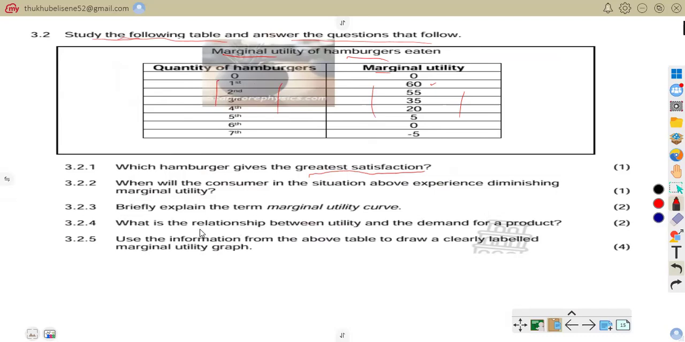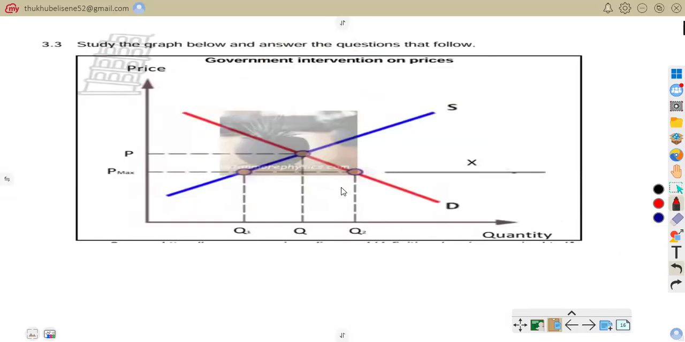Next: when will the consumer in the situation above experience diminishing marginal utility? Here we're talking about diminishing marginal utility. That is where satisfaction decreases as more units are consumed. That's when we're talking about diminishing marginal utility. So let us get to our answers.